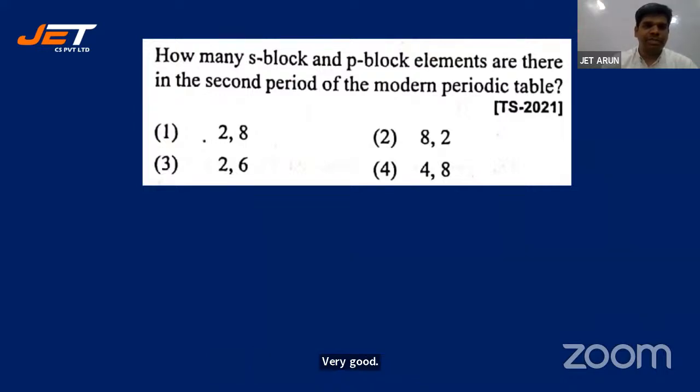All right. Look at this question. How many S block and P block elements are there in the second period of the modern periodic table? Option 3, Aishwarya says 1.